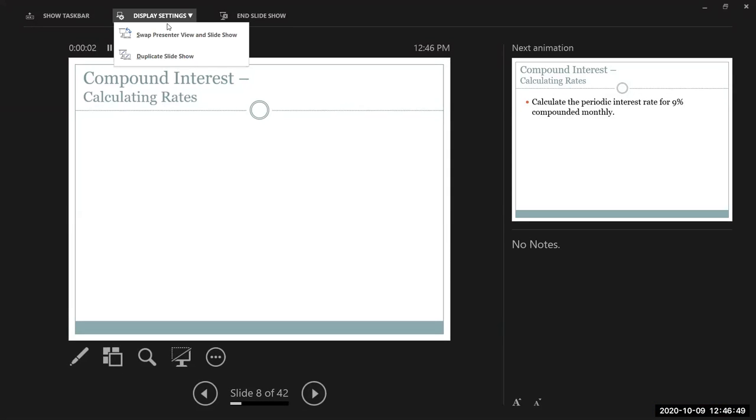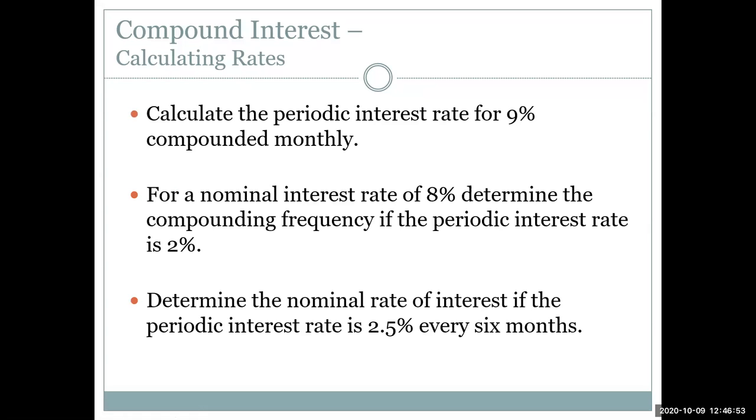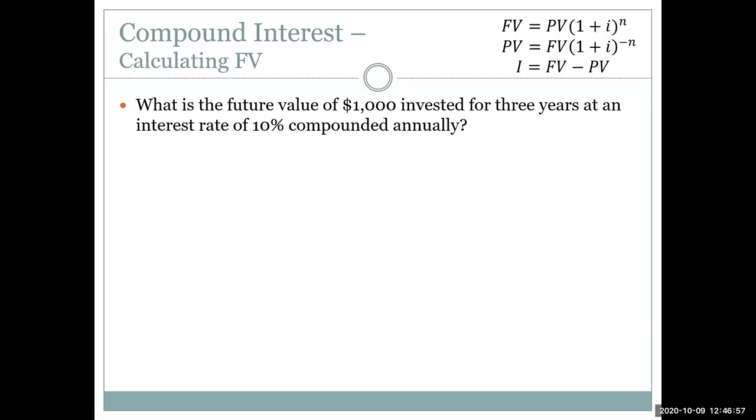Okay, let's go back to our notes here. So those are the three examples we just worked through. Let's take a look at determining what the future value of $1,000 is if it was invested for 3 years at an interest rate of 12% compounded annually. Now, we're going to be introducing a new concept here, something called a timeline.